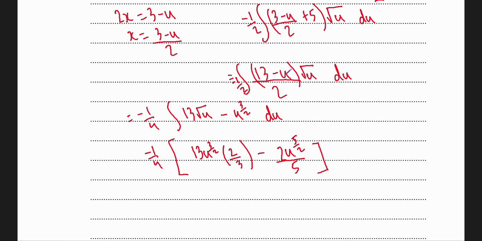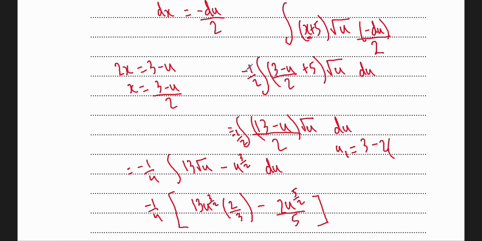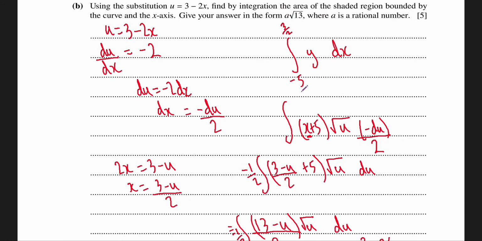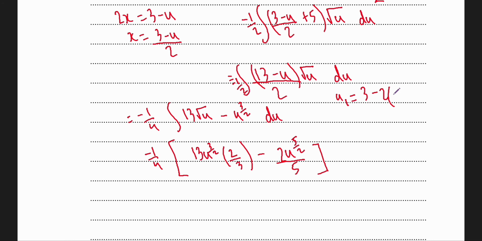But the other way to do it is, if you have u is equal to 3 minus 2x, then you have the lower limit is equal to 3 minus 2 times the value for x, which was -5 right here. So you have -5, and that is the lower bound, that is equal to 13.